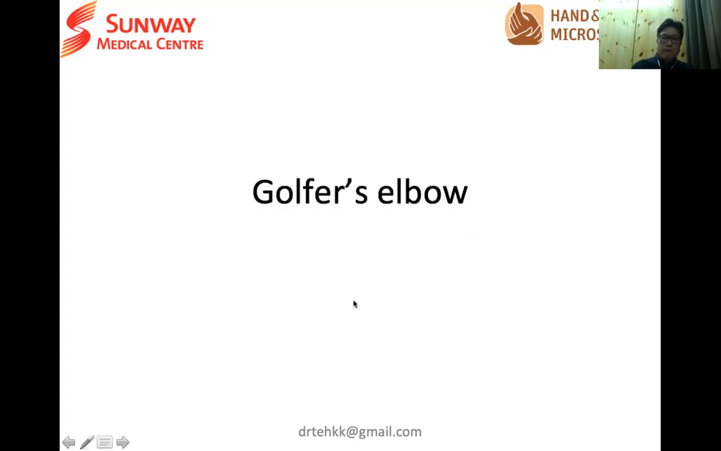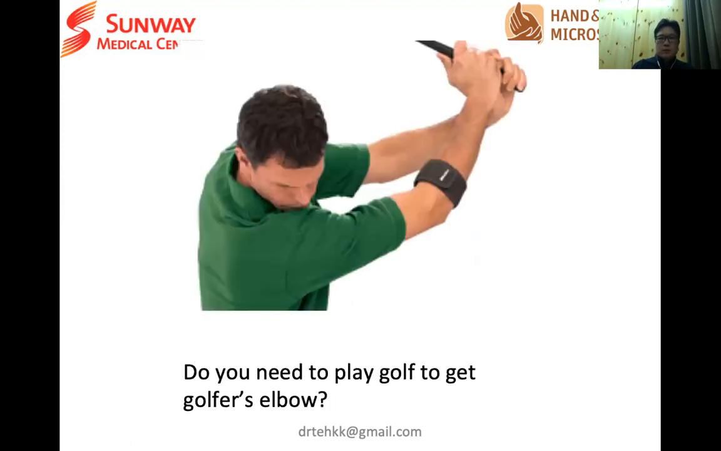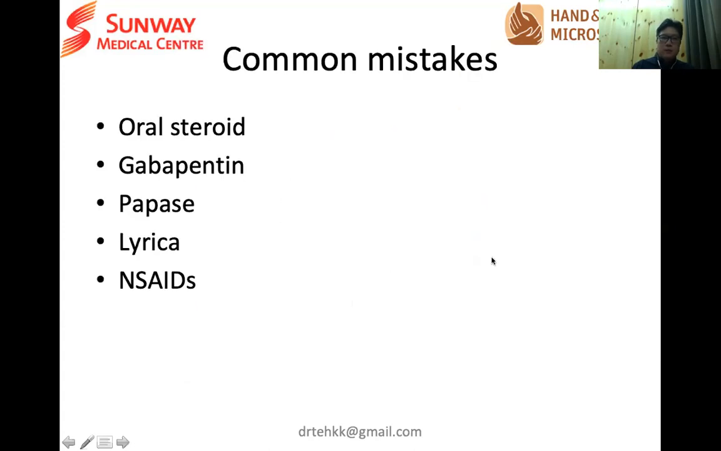Golfer's elbow is the same thing, same pathology, only on the medial epicondyle. But you don't need to play golf to get golfer's elbow. I'm sure you know that.